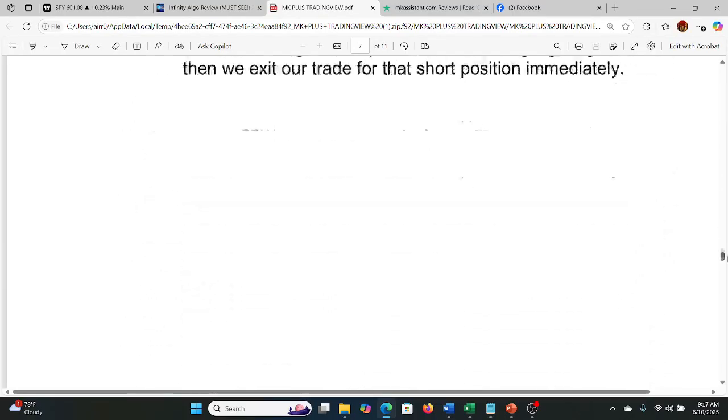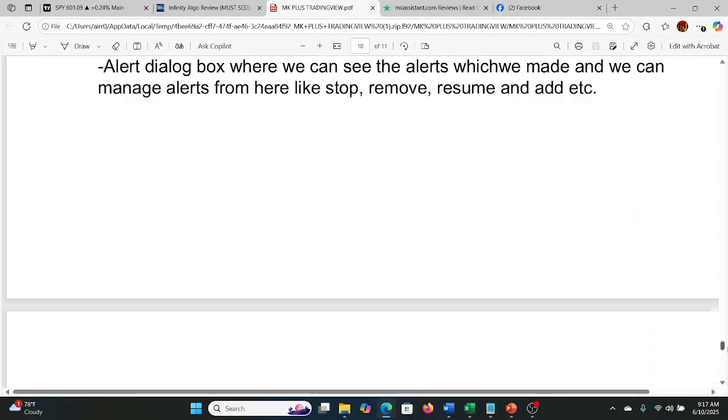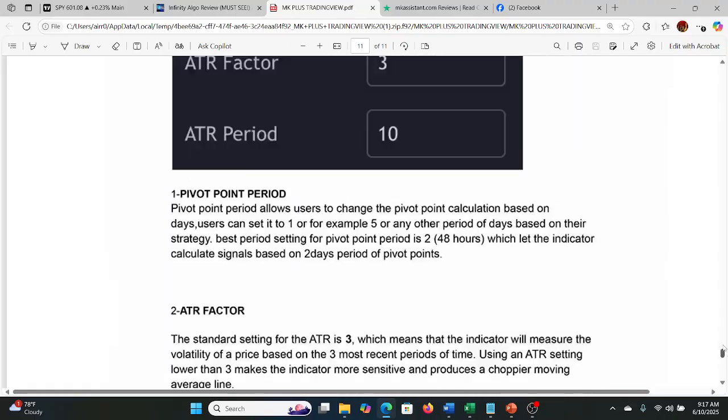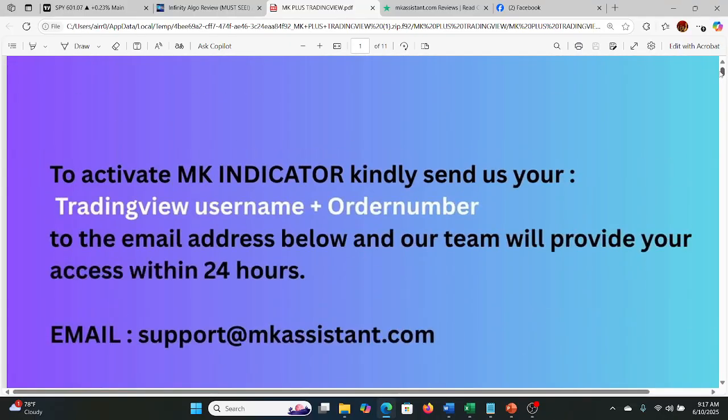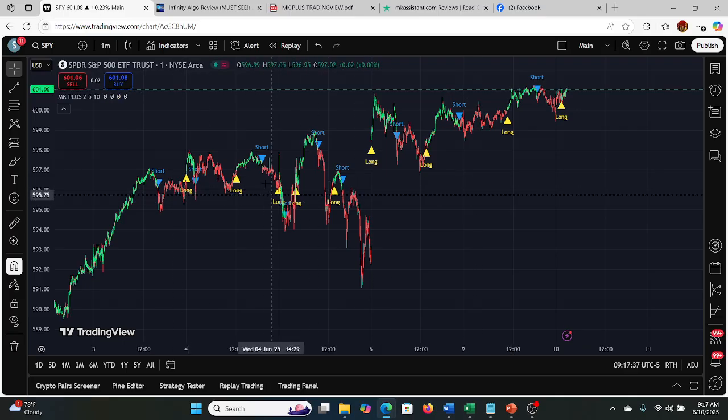There's a long signal and they do a short signal. So this is all you get, how to load up your stuff. This is all you get in terms of support. So this is delivered when you buy it, and then you get the actual indicator itself.